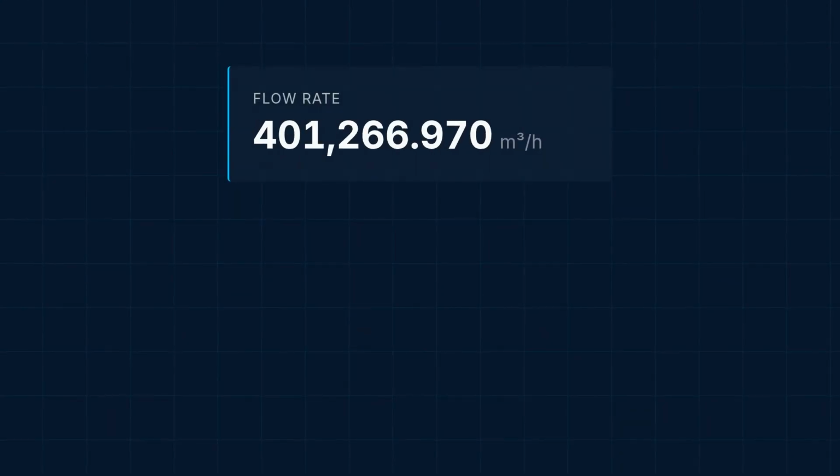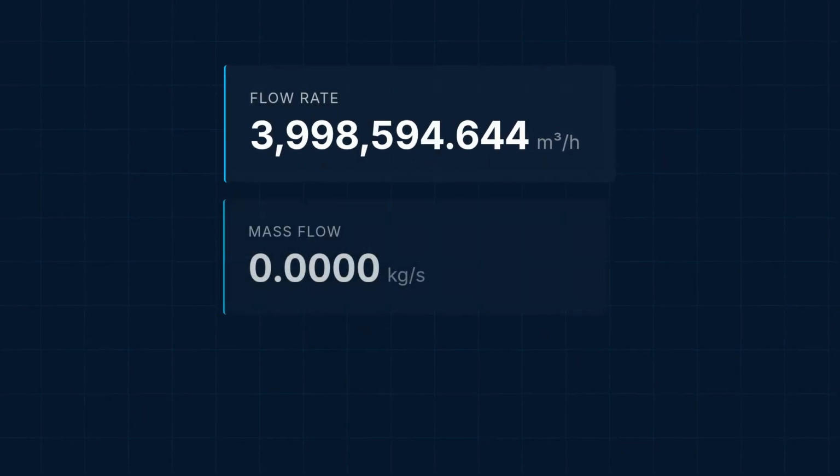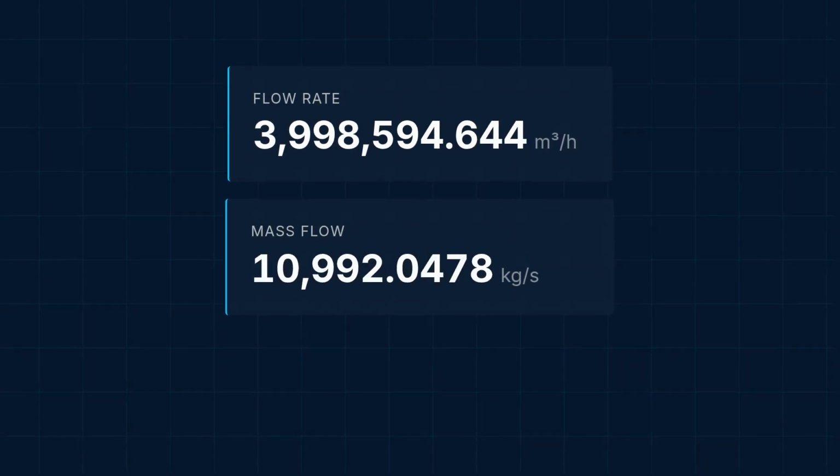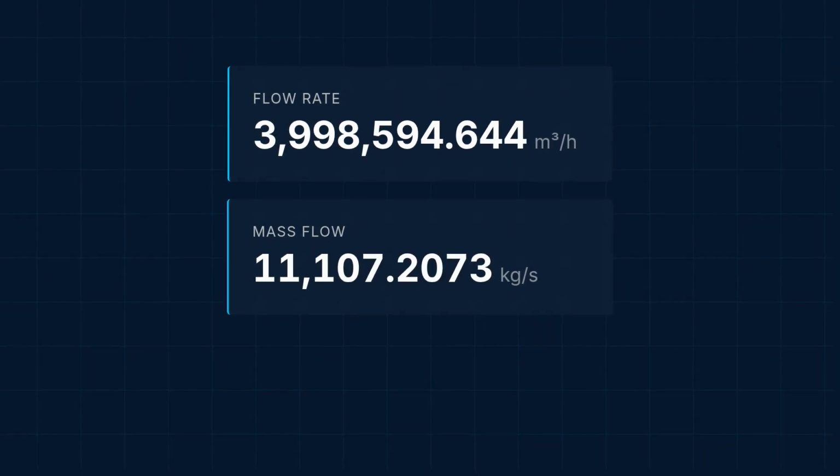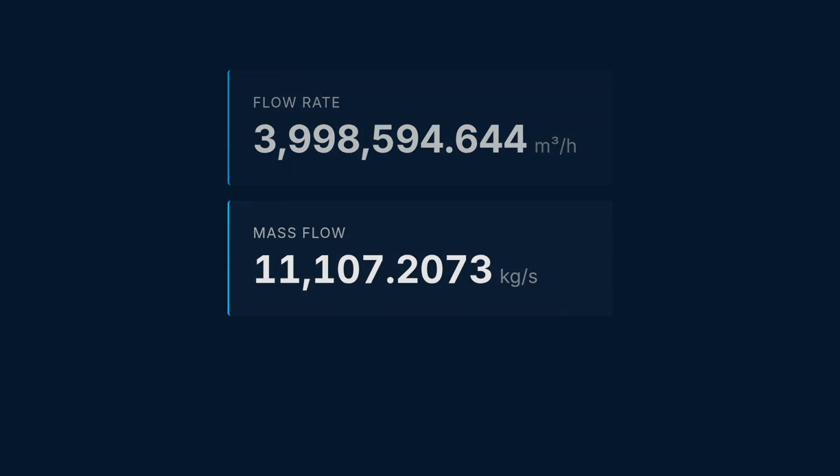Flow rate converts to 3998594.6644 cubic meters per hour. Mass flow equals 11107.2073 kilograms per second.